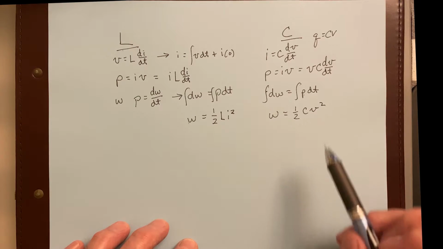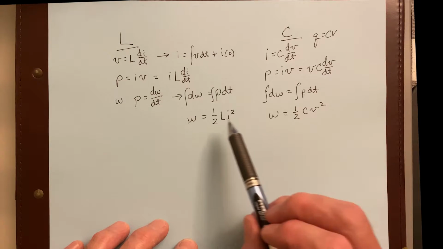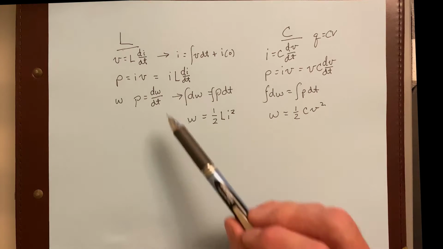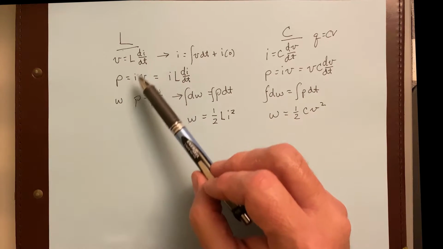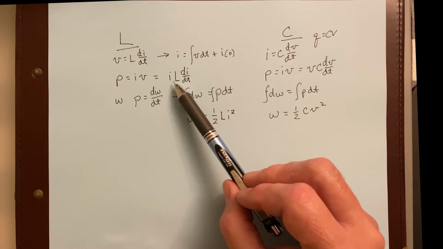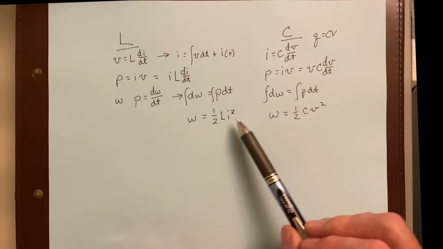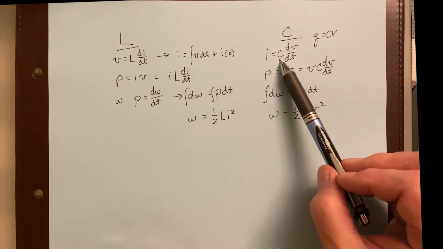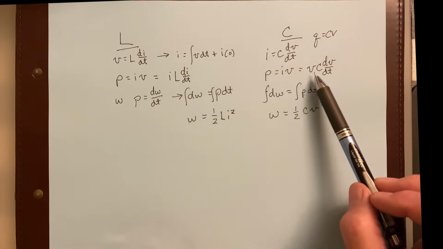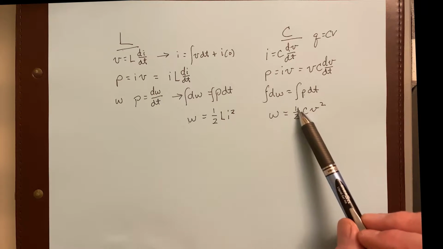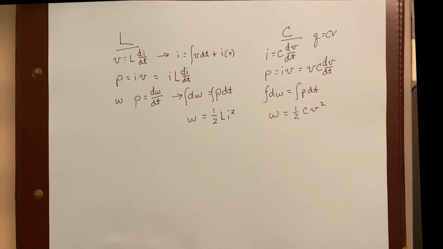So just like for the inductor, you can see the parallels here. You can see the patterns. We have V equals L di/dt. We have P equals I L di/dt. And we have energy equals 1/2 L I squared. Same sort of thing over here. I equals C dV/dt. P equals V C dV/dt. And energy is 1/2 C V squared. Okay, so you get the idea.